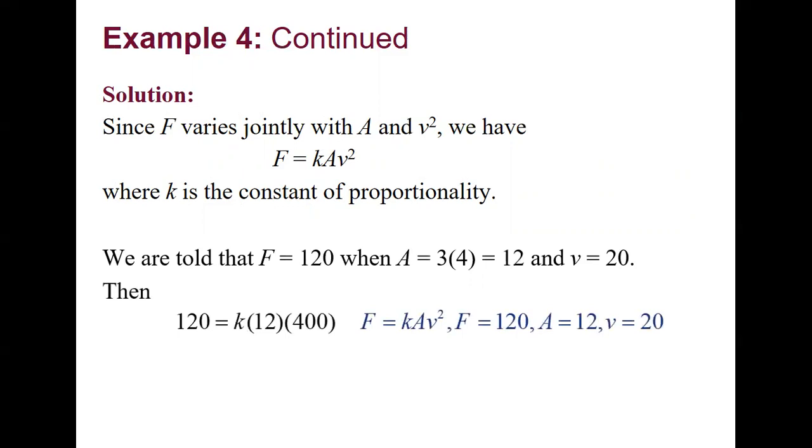So we end up with 120 equals K times 12 times 400. And we multiply and divide. And you end up with the constant.